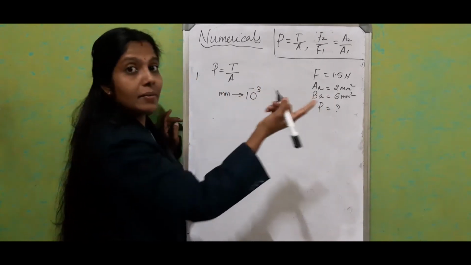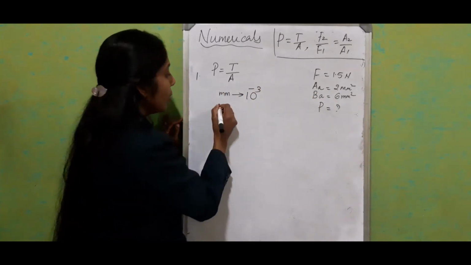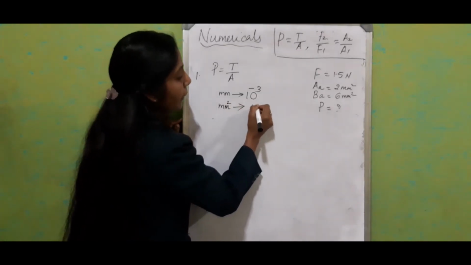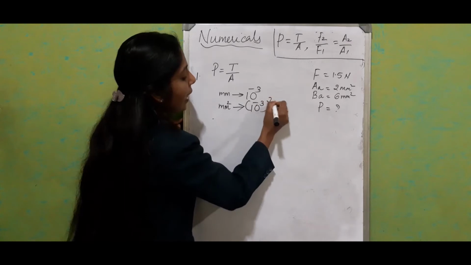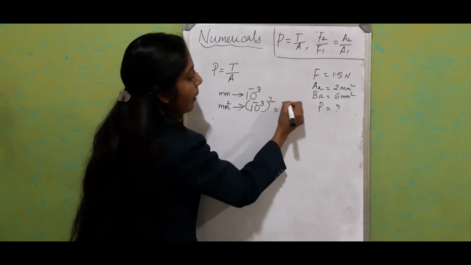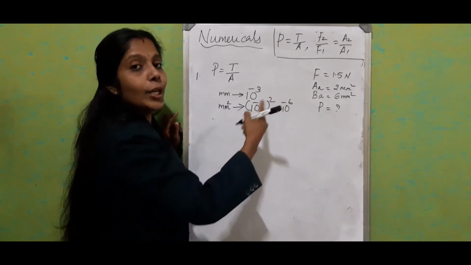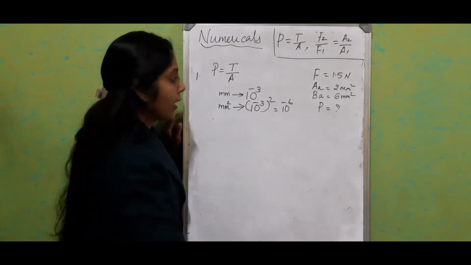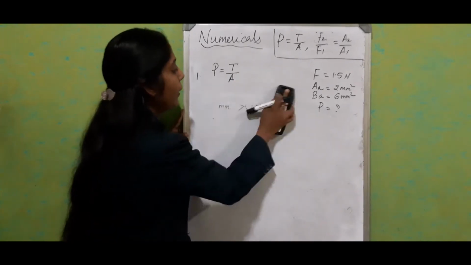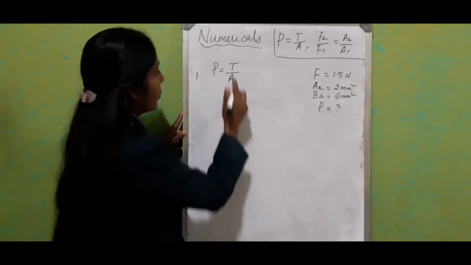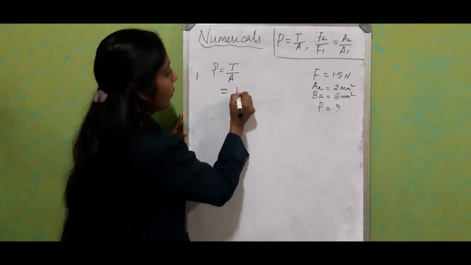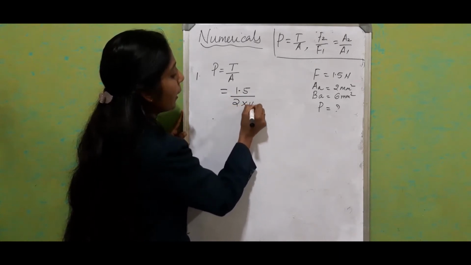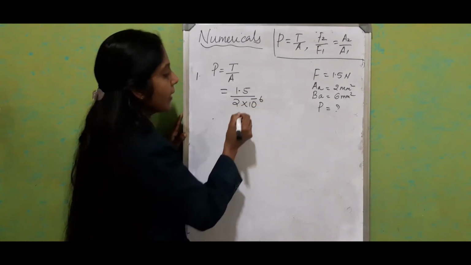Here it is millimeter square. So, millimeter square is equal to 10 to the power minus 3 square. That is equal to 10 to the power minus 6. So, likewise, we have to do the conversions. Okay. Now, we'll substitute the values. So, here pressure is equal to 1.5 divided by 2 into 10 to the power minus 6.